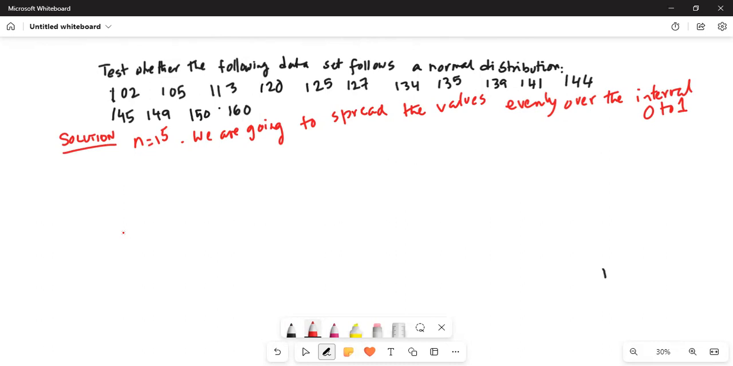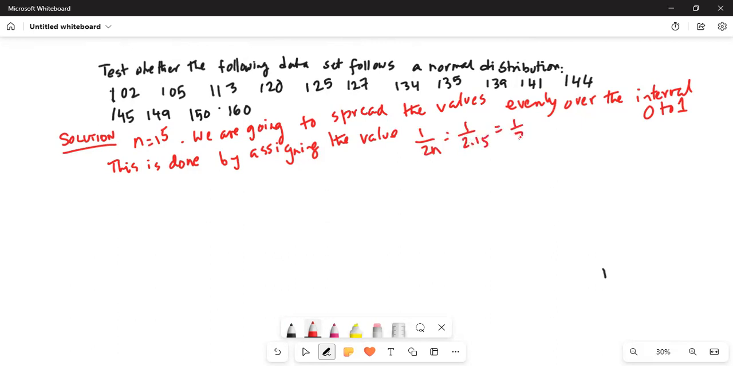This is done by assigning the value 1 over 2n, which is equal to 1 over 2 times 15, or 1 over 30, to the first sample point.